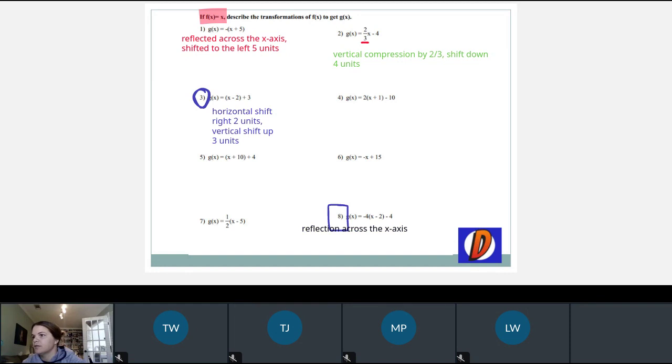I'll change this to black. There we go. Then I have the number 4. 4 is greater than 1. So that's going to be a vertical stretch by 4. So all I've done so far is take care of the negative. I've explained what the negative means. And I've explained what the 4 means.